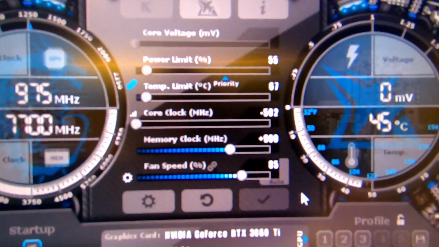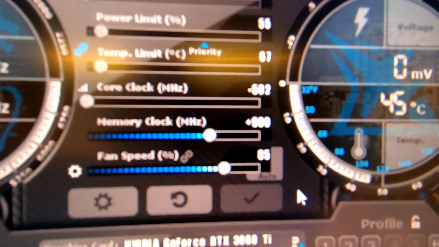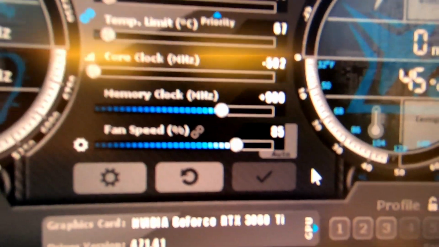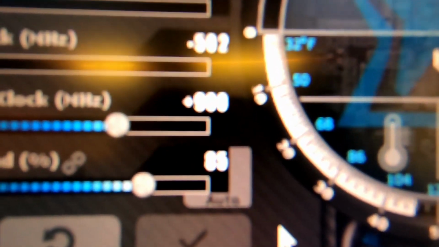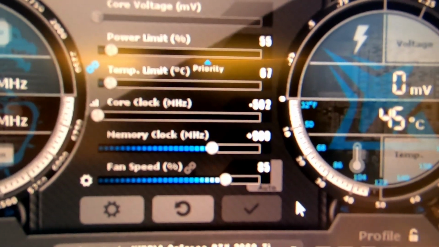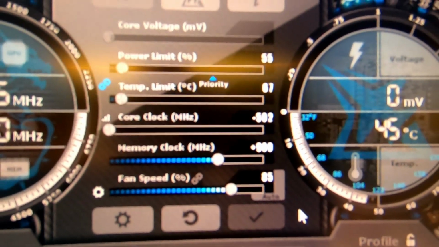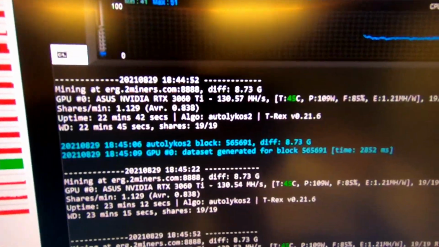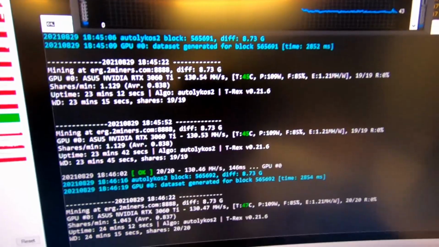So I'm going 55 on the power limit, minus 502, or maximum, like subtracting as much core clock as I can. I have plus 900 on the memory. I hope that's clear, if it'll focus there. And I've got the fans on at 85%. So with that, it's giving me 130 and a half mega hash a second on Ergo.